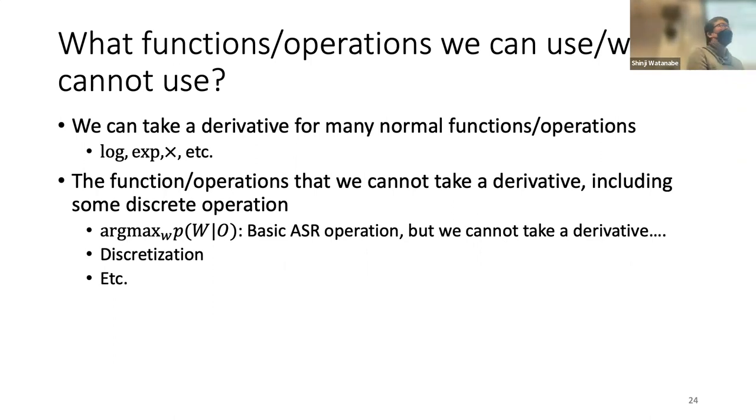What kind of function can we not take a derivative of? I'd say there are not so many functions, but the one important function we cannot take a derivative of is argmax. This is our basic function, but actually we cannot take the derivative. So it is not easy to optimize the entire speech recognition process based on backpropagation, because we cannot get the derivative of the argmax. Although we have a lot of ways to approximate it, or consider a function similar to the argmax, for this kind of operation.